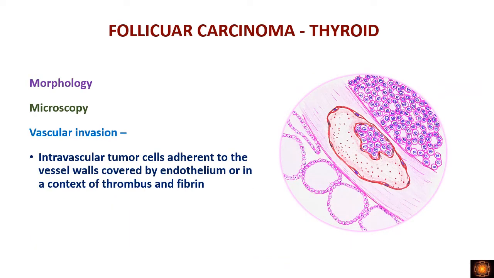Now next, the vascular invasion. We call it a vascular invasion when we see the tumor cells in the vessels and they are adherent to the vessel walls. Sometimes the tumor emboli are even lined by endothelial cells. Then only we should call it a vascular invasion. Or we can see these tumor cells within the thrombus or the fibrin. Then also we call it a vascular invasion. Just the tumor cells lying in the vessels, we don't take it as a vascular invasion. It should be adherent to the vessel wall and it should have an endothelial lining.